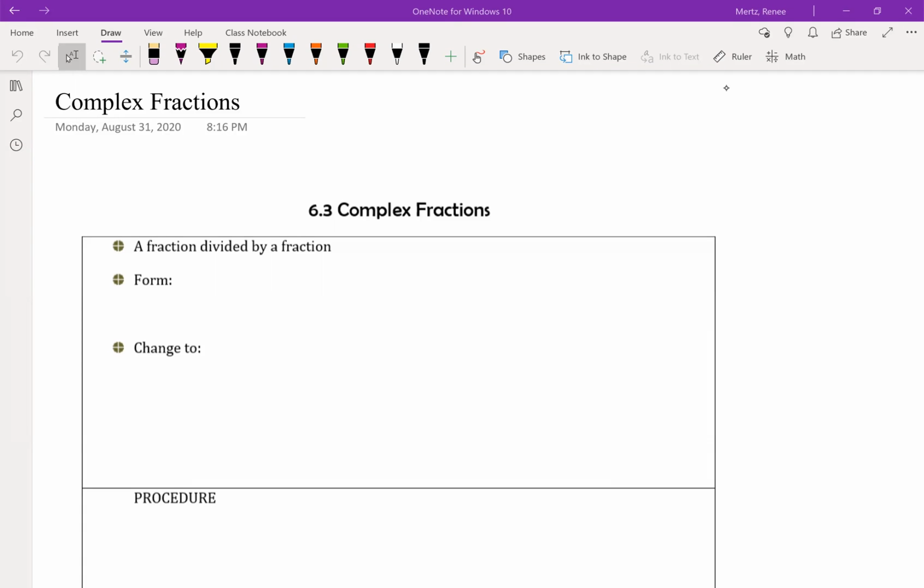Hi guys, today we're going to put together everything that we've learned: adding and subtracting rational expressions, multiplying and dividing, and factoring. So this is like the culminating event of this chapter.